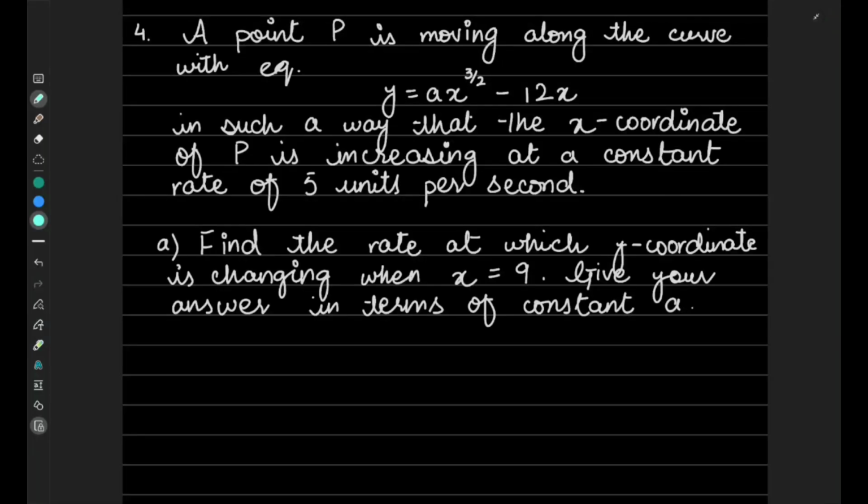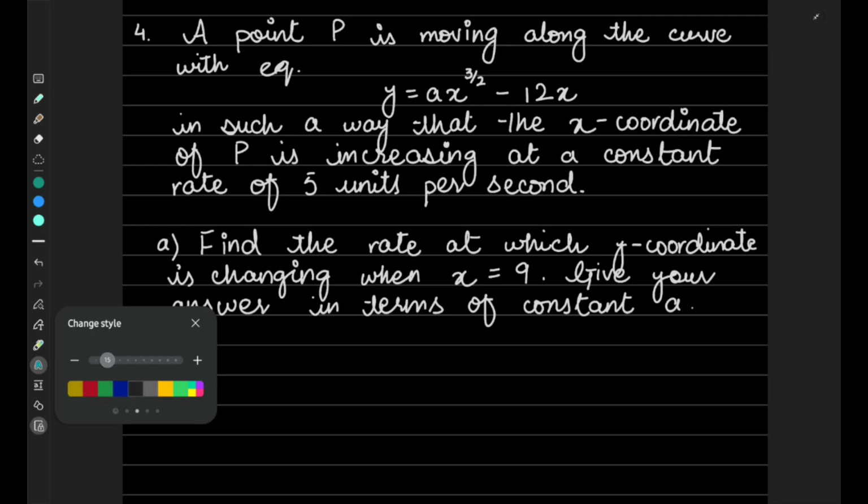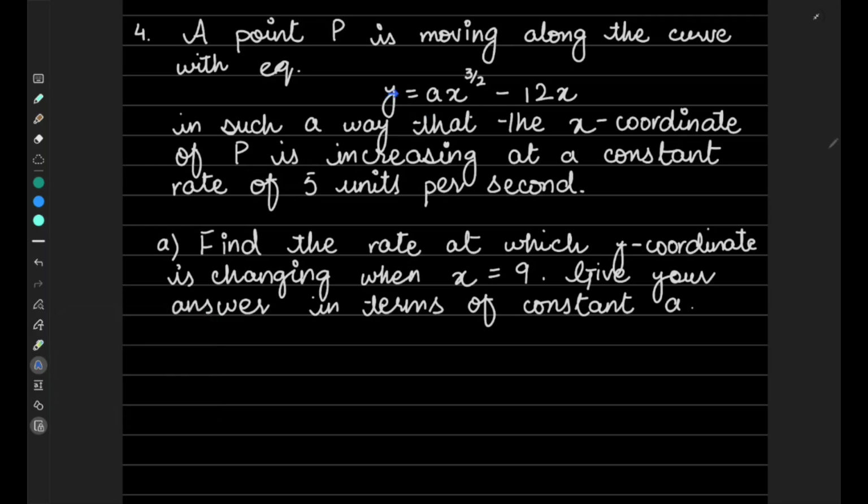Okay, question number 4. A point P is moving along the curve with equation y equals a x to the power 3 over 2 minus 12x in such a way that the x coordinate of P is increasing at a constant rate of 5 units per second. Find the rate at which the y coordinate is changing when x equals 9.